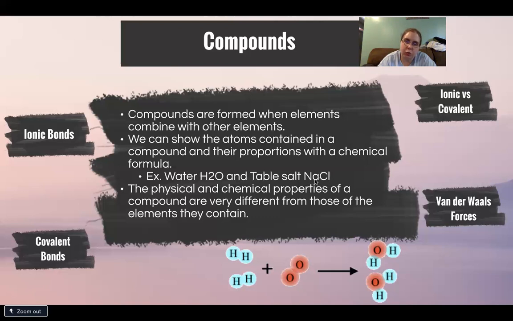NaCl, that tells me there is 1 sodium atom bonded to 1 chlorine atom. Now, the physical and chemical properties of compounds can be very, very different than the elements they contain. For instance, table salt, NaCl, is very tasty when added to food. It's a little crystal, whitish clearish color.